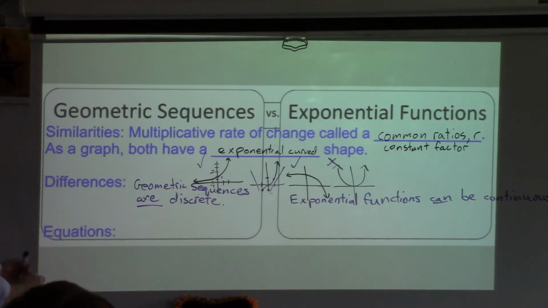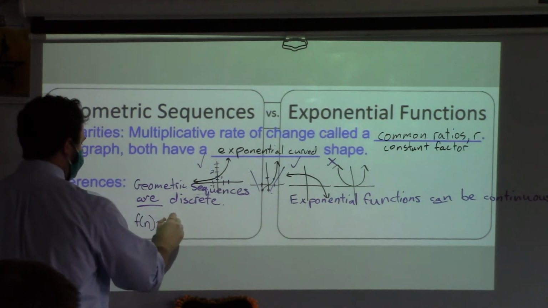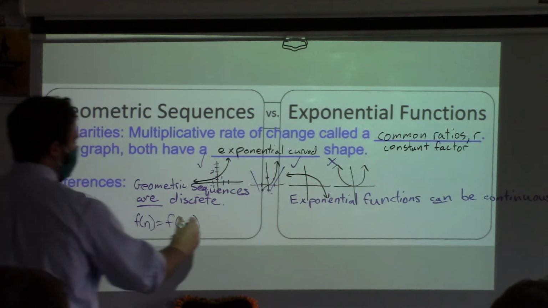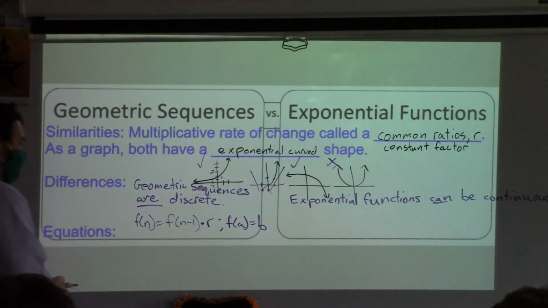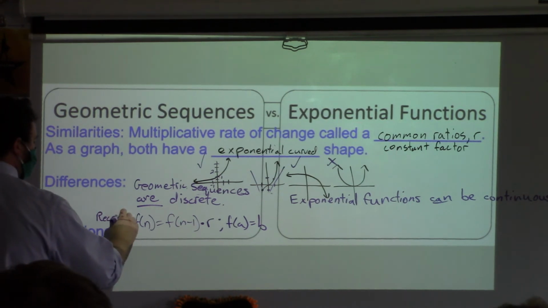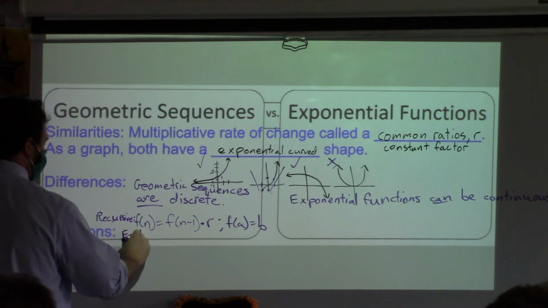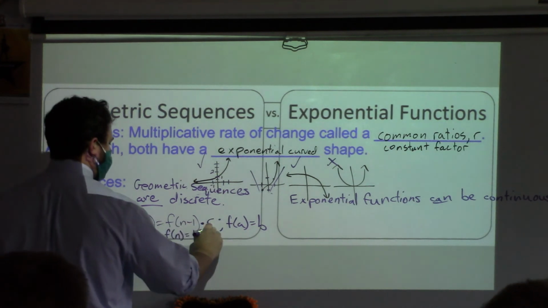Okay, so we got our differences up here, right? Alright, equations. What kind of equations can we use for a geometric sequence? You can use a recursive, which would look like f of n equals f of n minus 1 times r. And remember, we're just generically saying that the starting point is f of a equals b. So then, what would the explicit equation look like? F of n equals b times r raised to the n minus a.